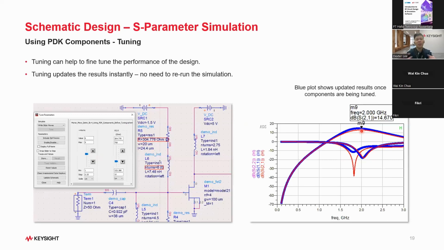You can see that basically I fine-tune the results to get a higher S21 performance of about 14.6 dB. One thing I wanted to highlight about ADS tuning capability is that when you do tuning, the results get updated very instantly, meaning that you don't have to rerun the simulation. As you tune the different circuit components, ADS will update the results for you to do comparison. This tuning is quite a popular tool within our users as well to fine tune the design.